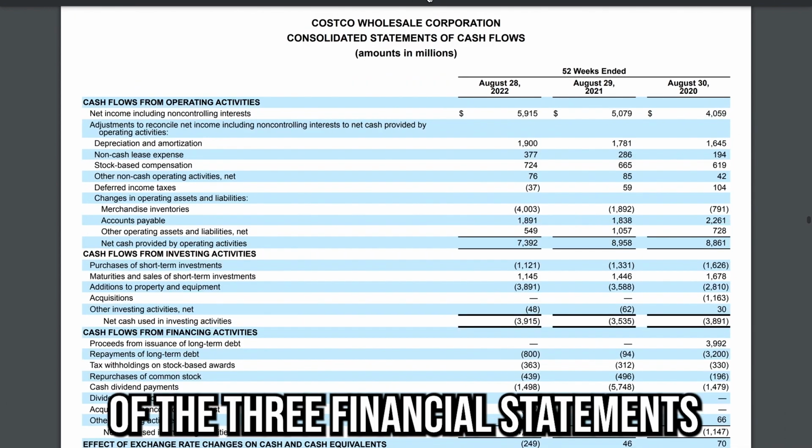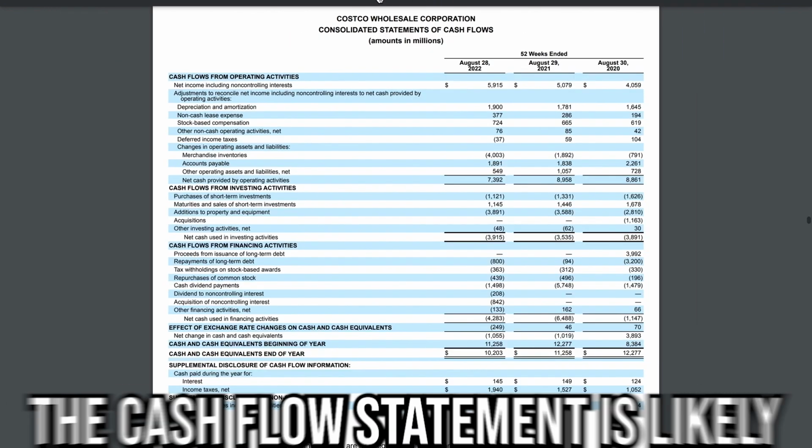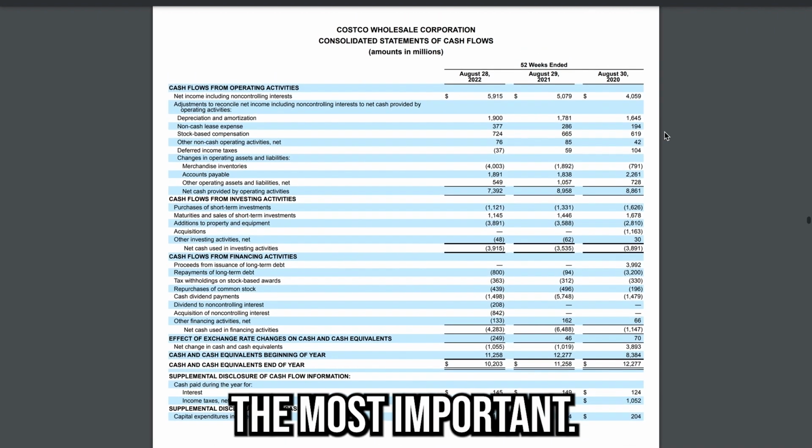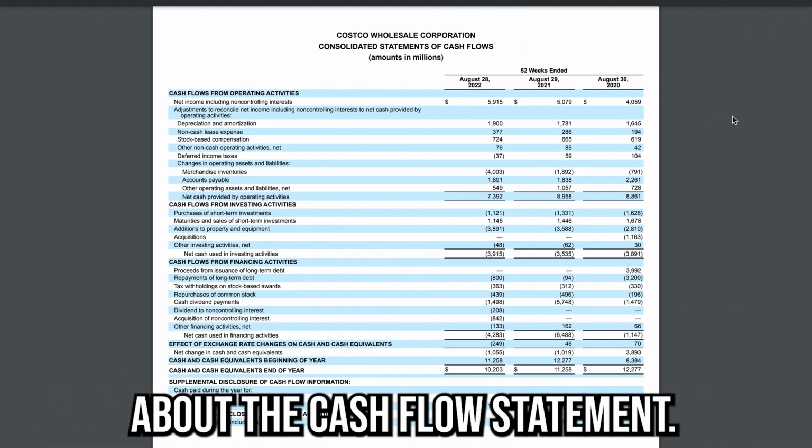Of the 3 financial statements found on a Form 10-K, the cash flow statement is likely the most important. These are 10 things you should know about the cash flow statement.